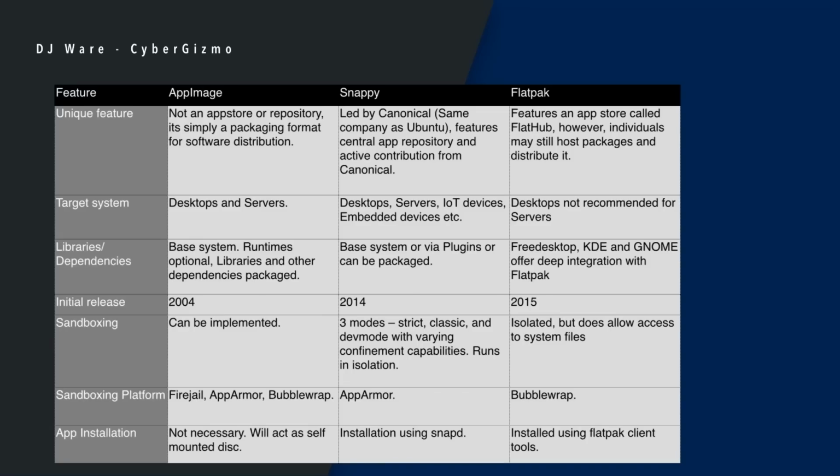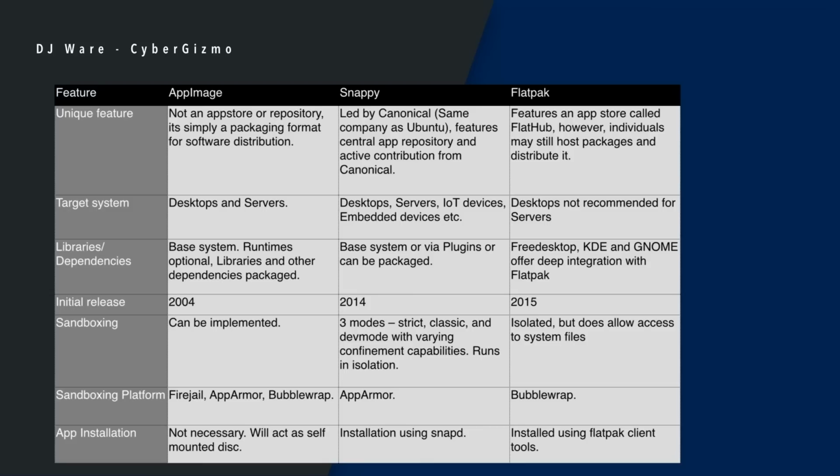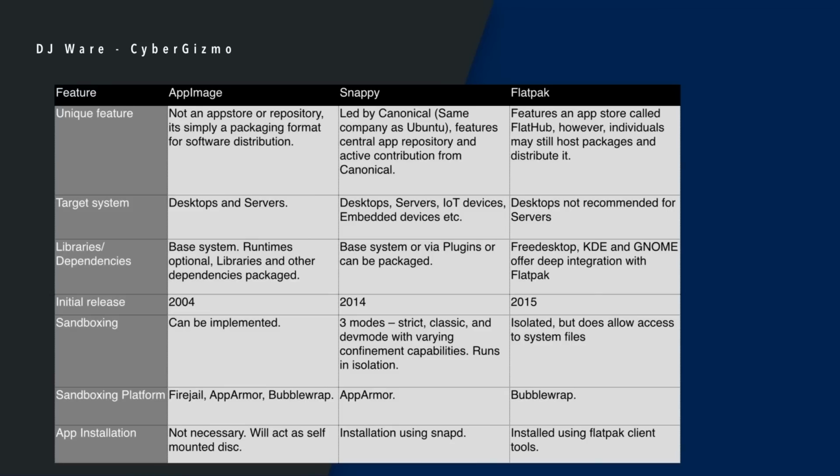The target system for AppImage is desktops, and some server applications can be deployed that way, although, to be truthful, it's not really meant for that. Snap is deployable to desktop, server, IoT devices, embedded devices, etc. Flatpak is for desktops. I have heard of people deploying it on servers with CLI applications, but it's really not recommended for that. As far as the libraries and dependencies, for AppImage, the base system and runtimes are optional, but the libraries and other dependencies have to be packaged in.